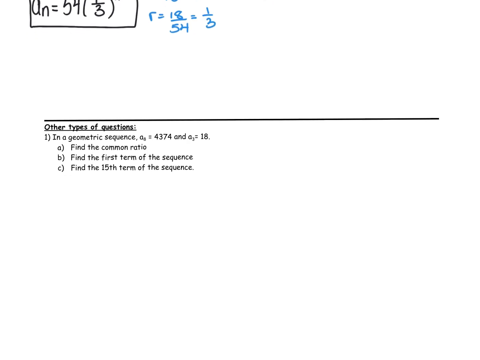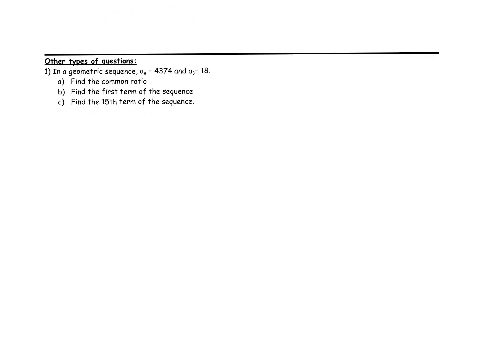Okay, last but not least is in a geometric sequence, they may give you an 8th term, a 3rd term, and then they'll ask you to find some things like what's the common ratio, what's the first term, and what's the 15th term. So the best way to do this is to map it out. So we've got a sub 3 is my 3rd term, but we need to find the first. So I'm going to start with 1.